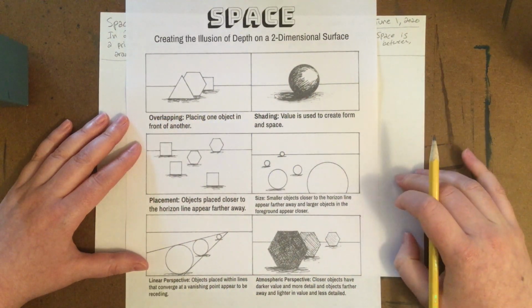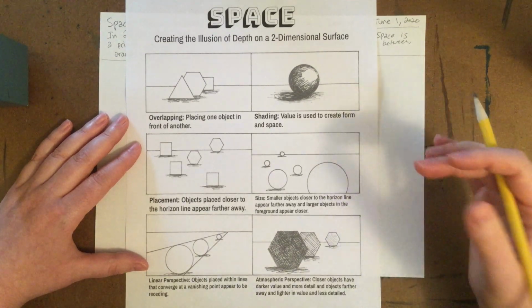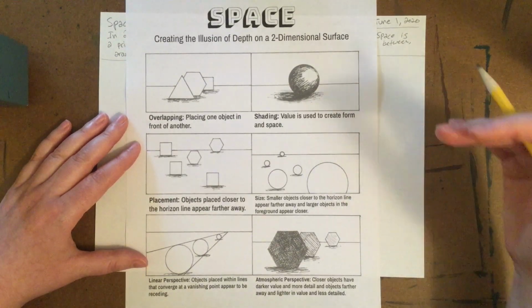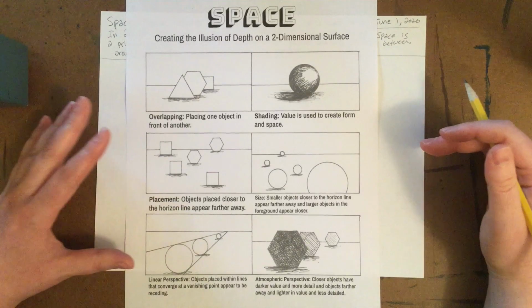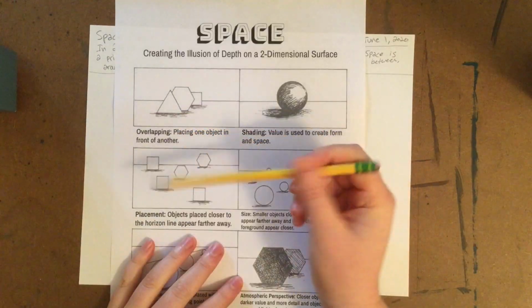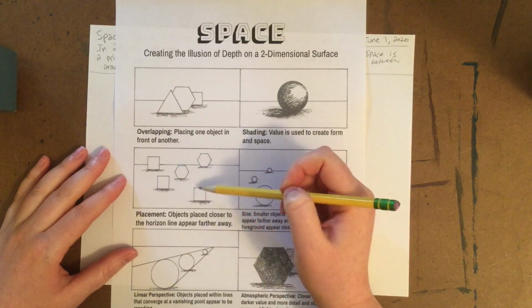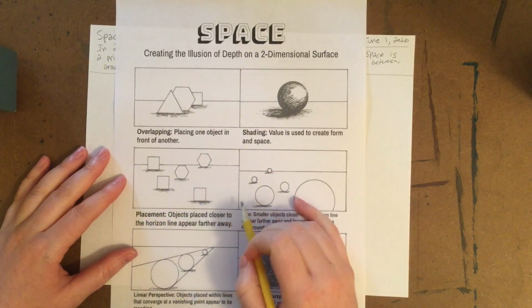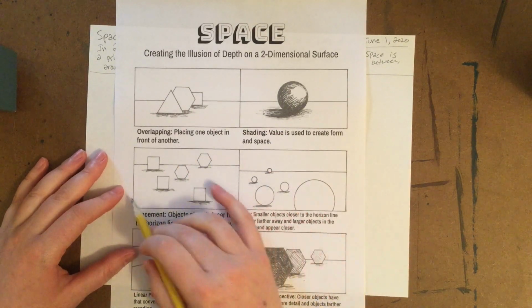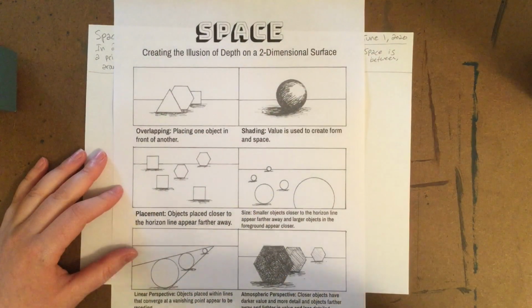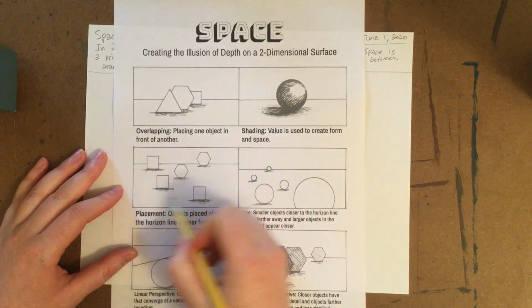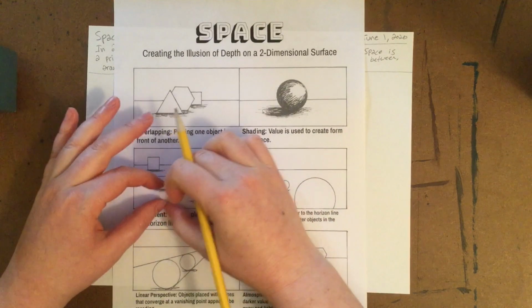So when I do a demonstration drawing for you here in a second, the first thing you need to do is include a horizon line. That's really important. We're going to talk about why when I draw it out. So here for placement, we can see that the objects that are closer to the bottom of the page appear closer to us. So the lower down they have, this is like the foreground section.